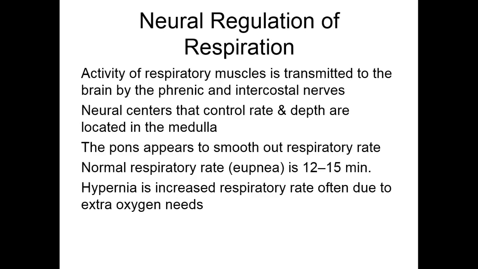A couple of things to remember. It's the phrenic nerve that starts the diaphragm. The phrenic nerve innervates the diaphragm and the intercostal muscles. Rate and depth are in the medulla. So the medulla oblongata is responsible for rate and depth, and smoothing out the rate is the pons. Those two areas work together to control your rate and depth: controlled by the medulla, smoothed out by the pons.